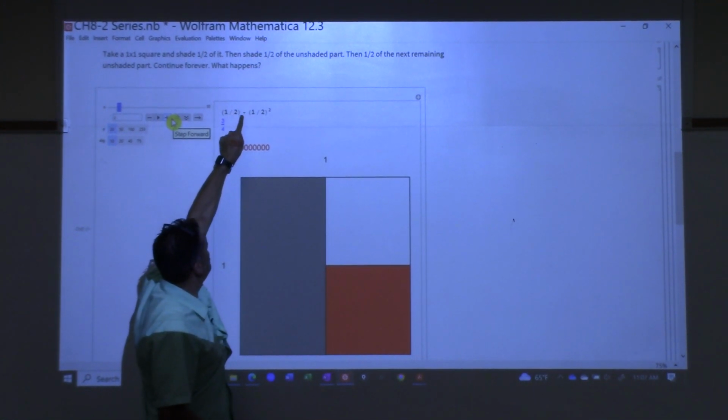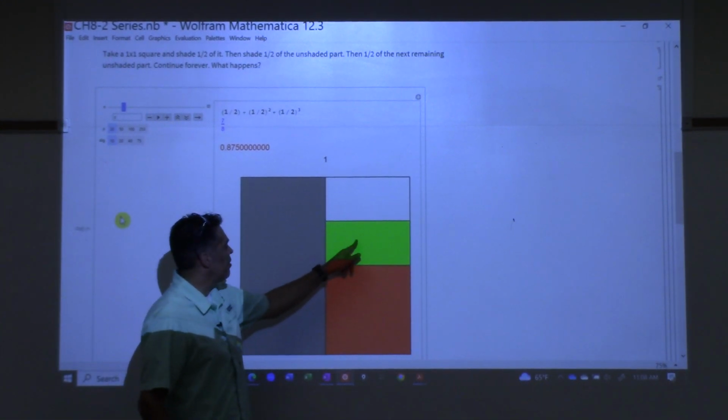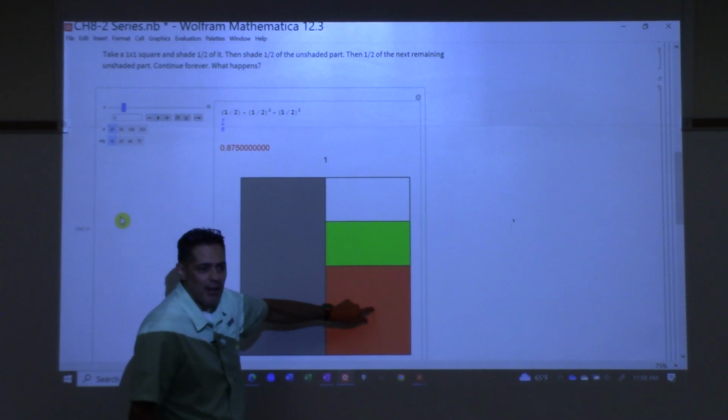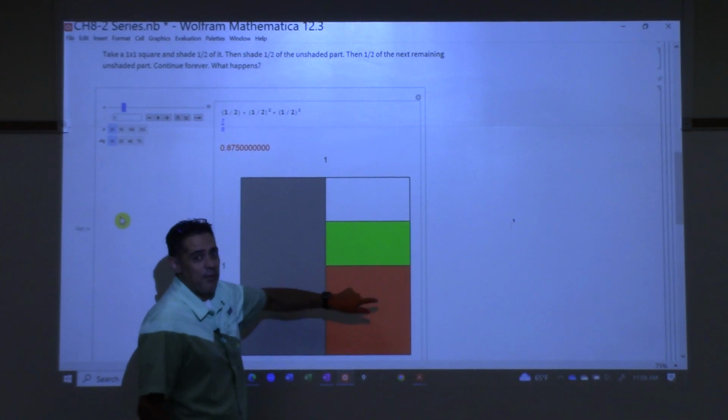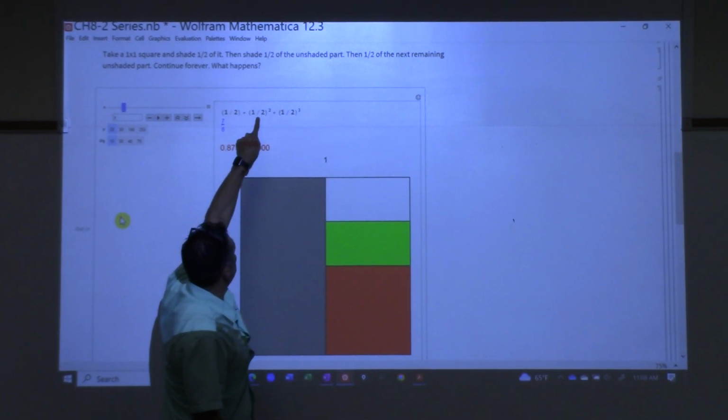So I do a half plus a fourth, and that's 3/4. Now let's keep going. Of what's remaining, I do half again. Half of that white is going to be that. So we have the gray plus the red plus the green. The green is half of that, right? So when you do half of a fourth, you get an eighth. So that's 1/2 plus a fourth plus an eighth.